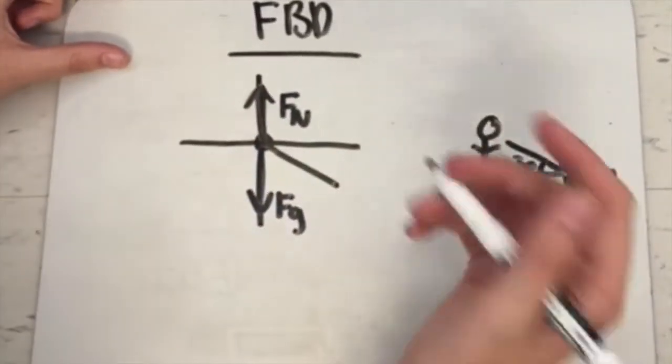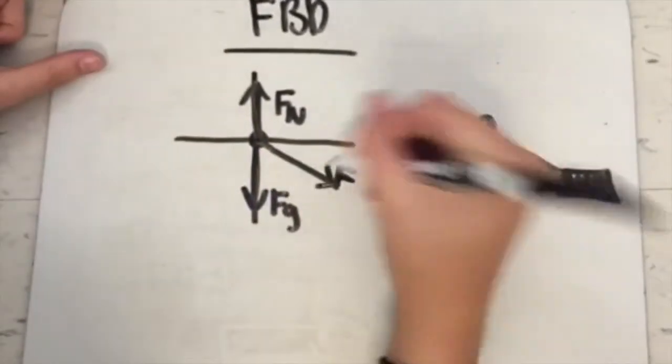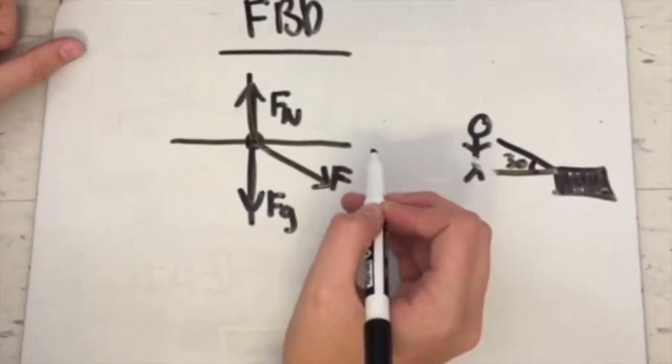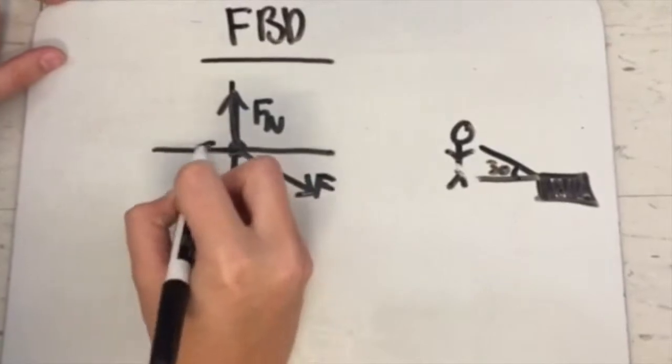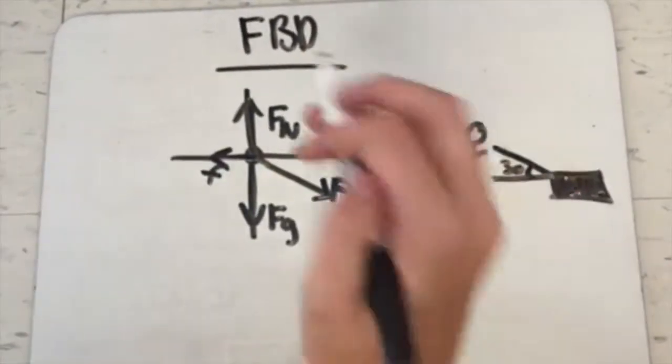Next, we will draw the applied force, which is the force that the person is applying to the lawnmower. We will call this force F of A. For horizontal forces, there is the friction acting on the lawnmower. Don't forget to draw the angle, and measure it to the diagram.